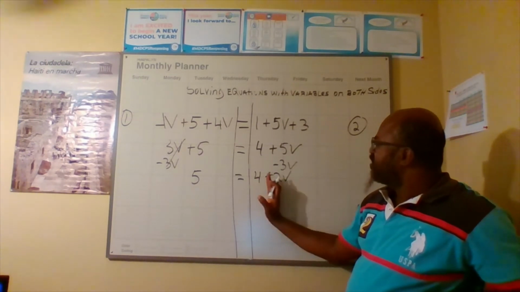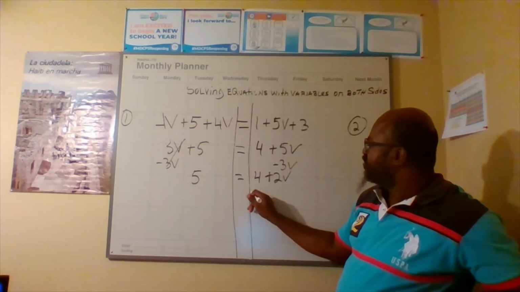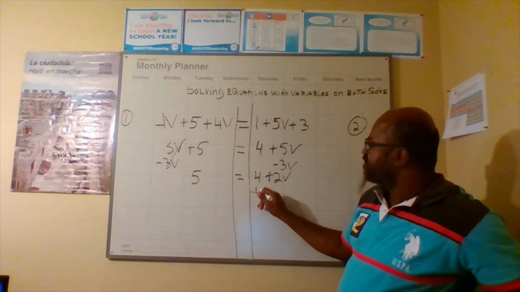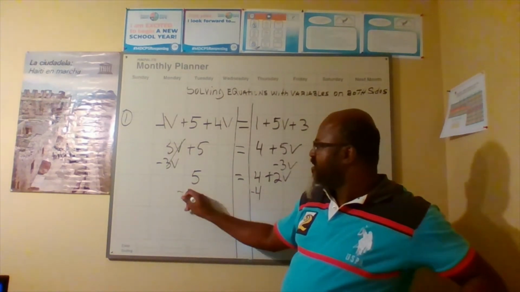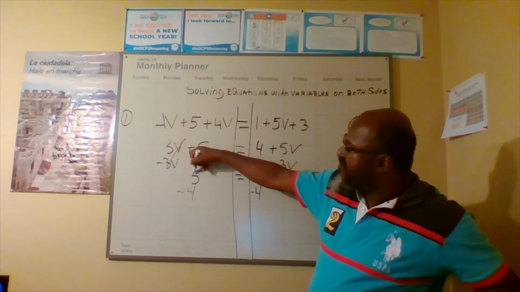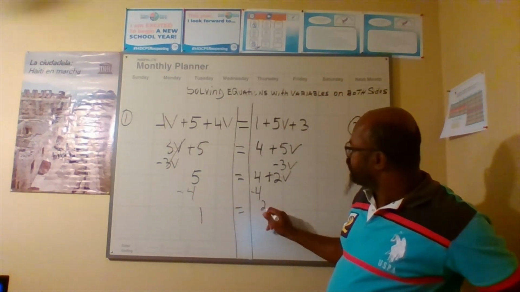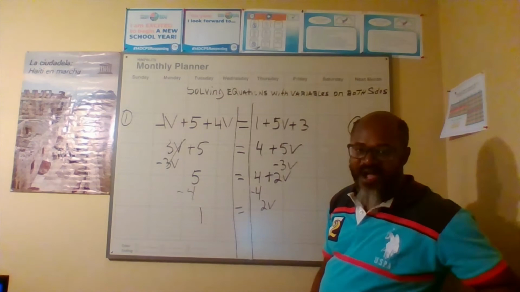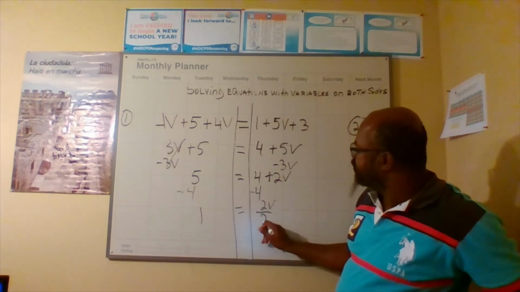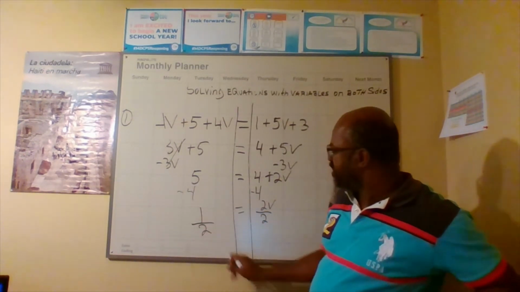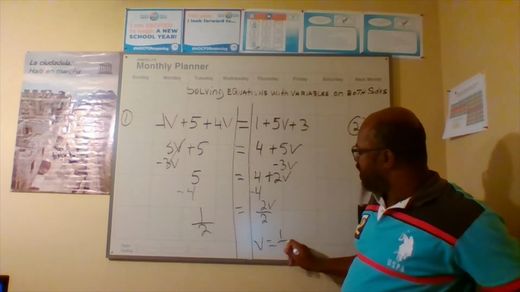So you need to move the 4 to the other side. In this case, you do the inverse operation, you subtract 4 from each side. So you have 5, you take away 4 from that is 1, and that is equal to 2v. Now you want to get v by itself, so you divide each side by 2. So your final answer is v is equal to 1/2.